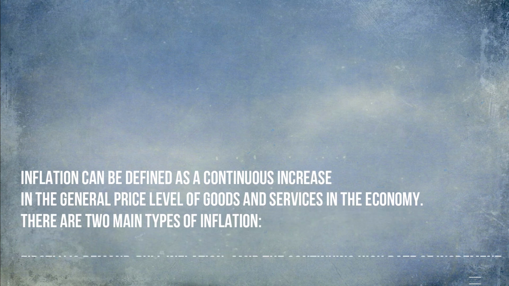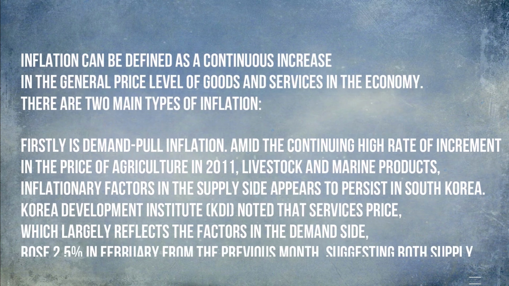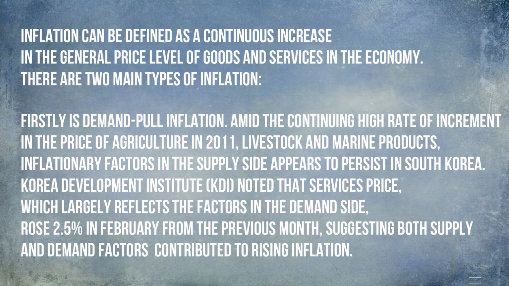Inflation rate. Inflation can be defined as a continuous increase in the general price level of goods and services in the economy. There are two main types of inflation. Firstly is demand pull inflation. Amid the continuing high rate of increment in the price of agriculture in 2011, livestock and marine products, inflationary factors in the supply side appear to persist in South Korea.